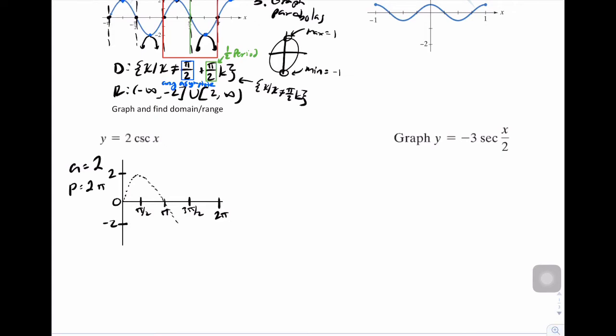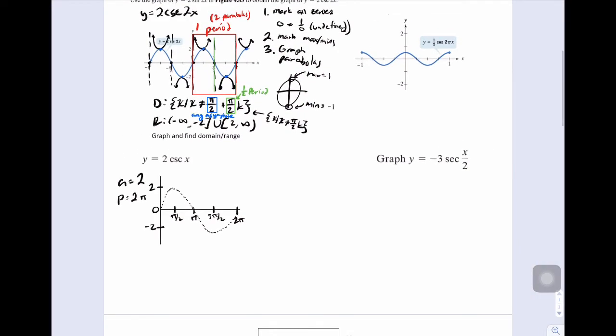But again, you don't have to do this. After that, just follow the steps I listed earlier that are up there. Mark the zeros. So I have a 0 here, 0 here, 0 here. Those zeros become asymptotes. So asymptote, asymptote, asymptote. Mark the max and mins, so they're those two right there. Now graph your parabolas. And there you go. Look how fast that was.